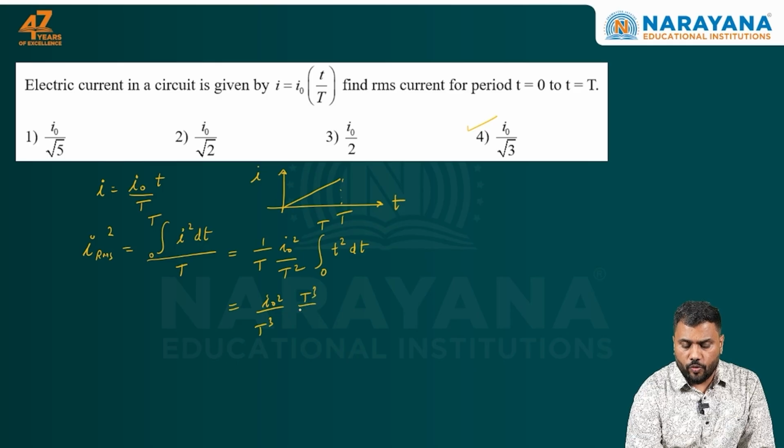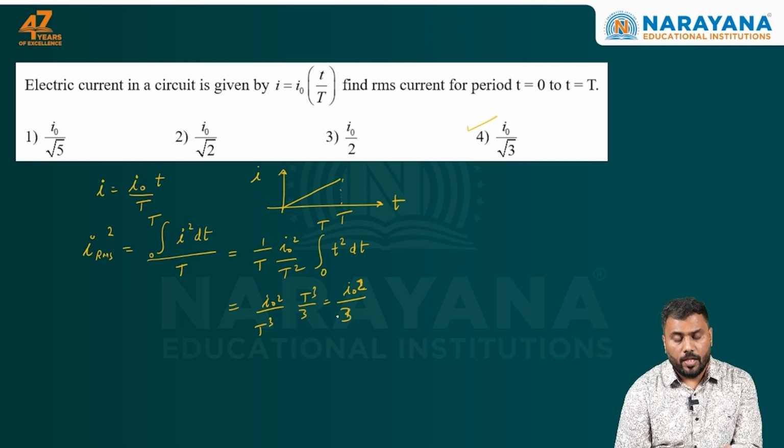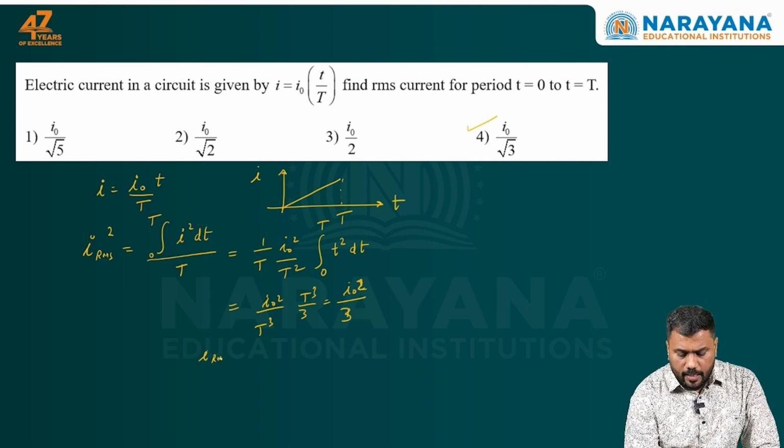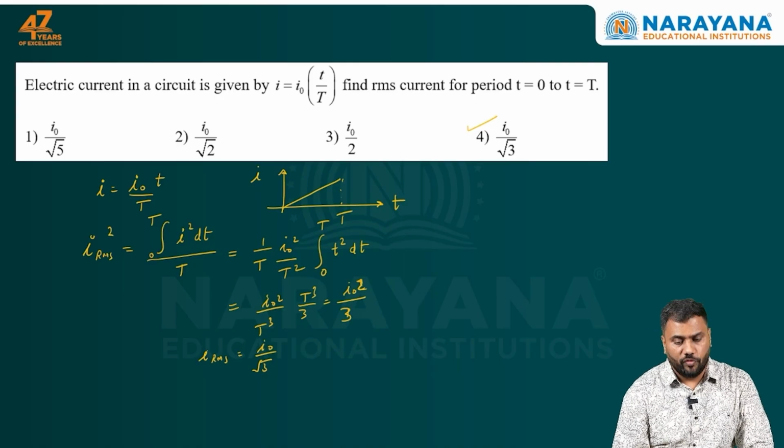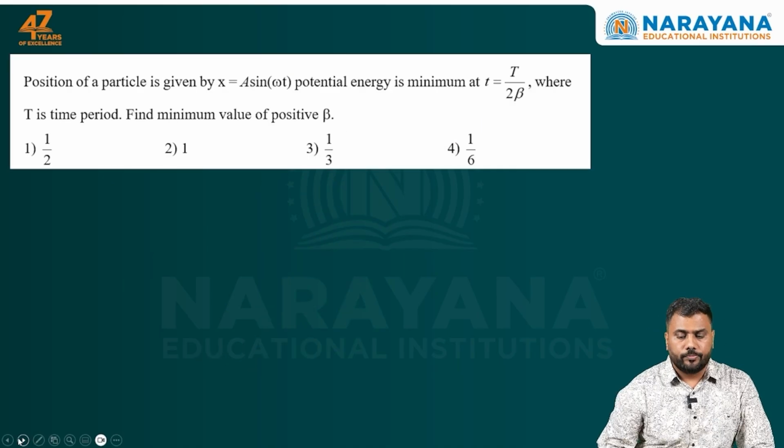Inside you will get T cubed by 3. So, finally, this is I naught squared by 3. If you take the root, then I RMS should be given by I naught by root 3. So, as I stated earlier, the correct answer is answer number 4. Let's go to the next question.